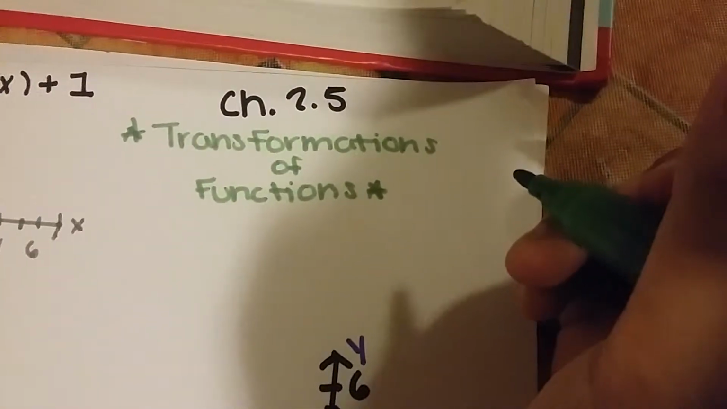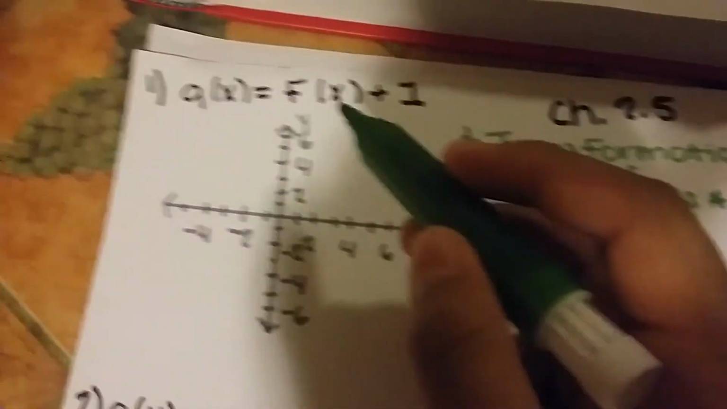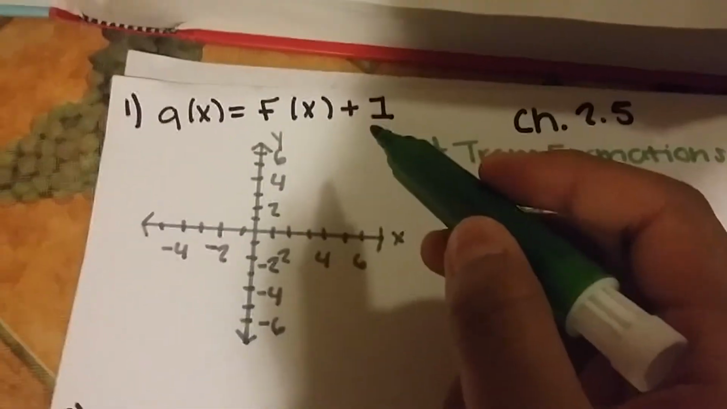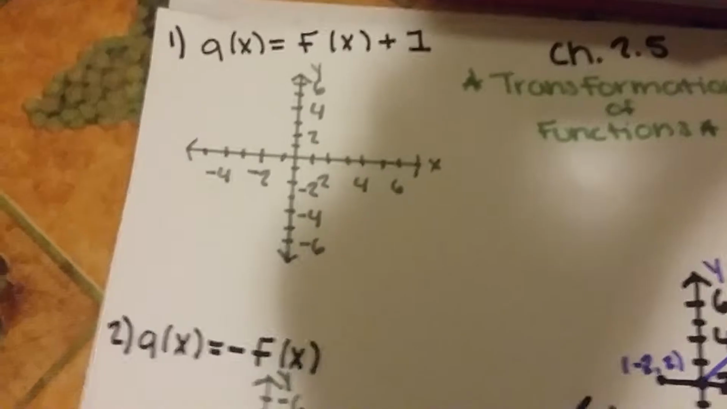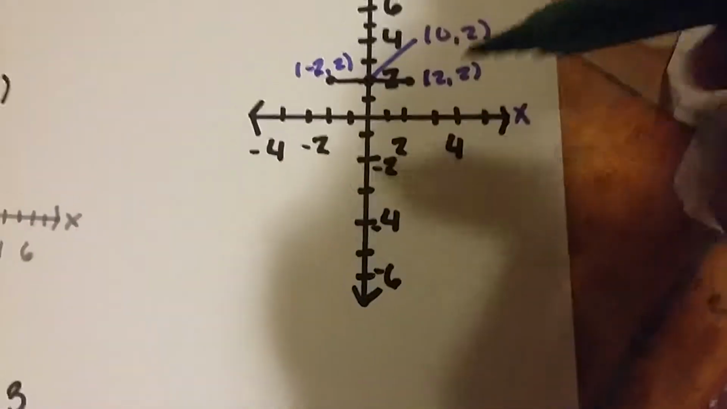Chapter 2.5 is transformations of functions. Number 1 is g of x is equal to f of x plus 1. In order to figure out what it is, you will have to look at the example graph, which is f of x.